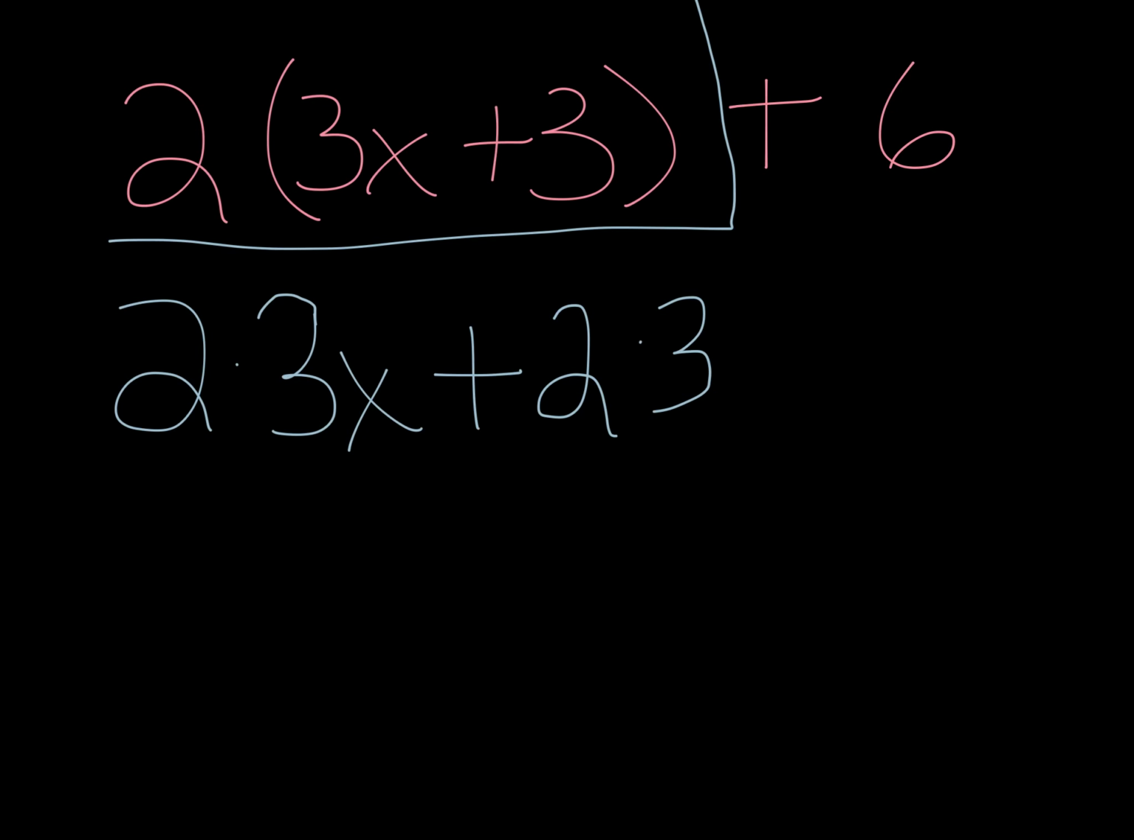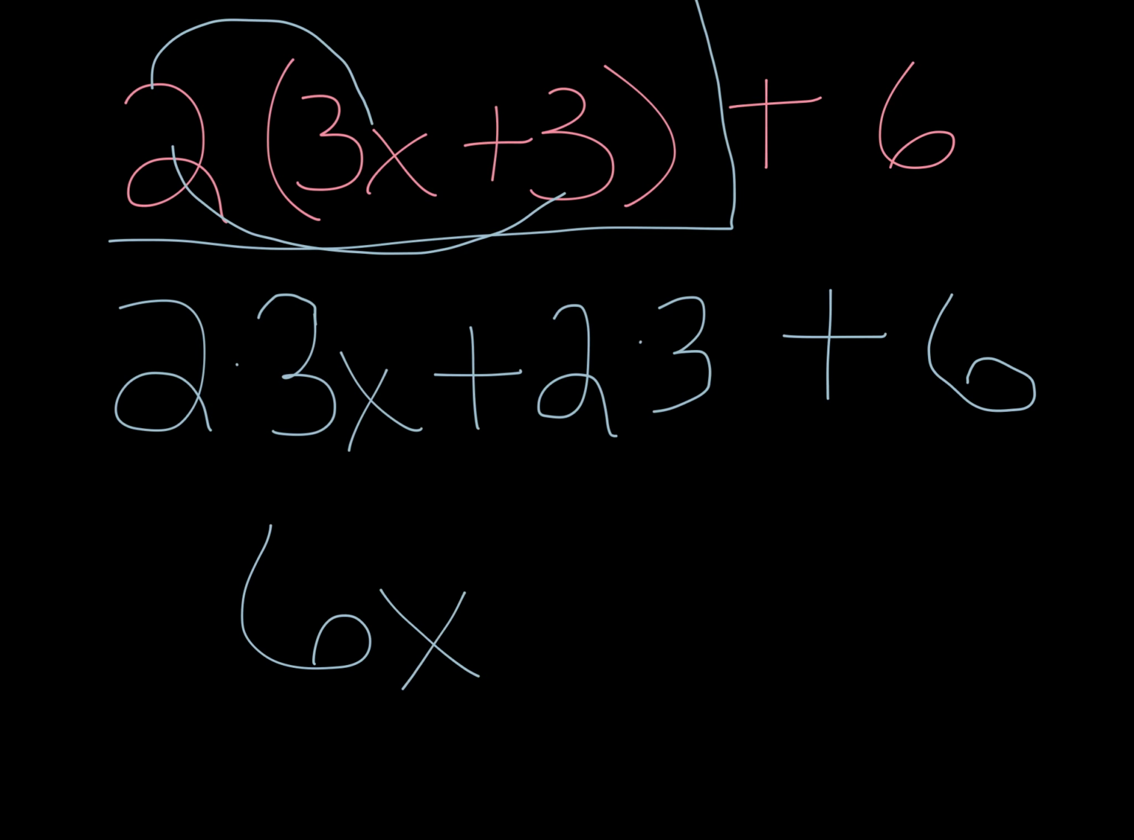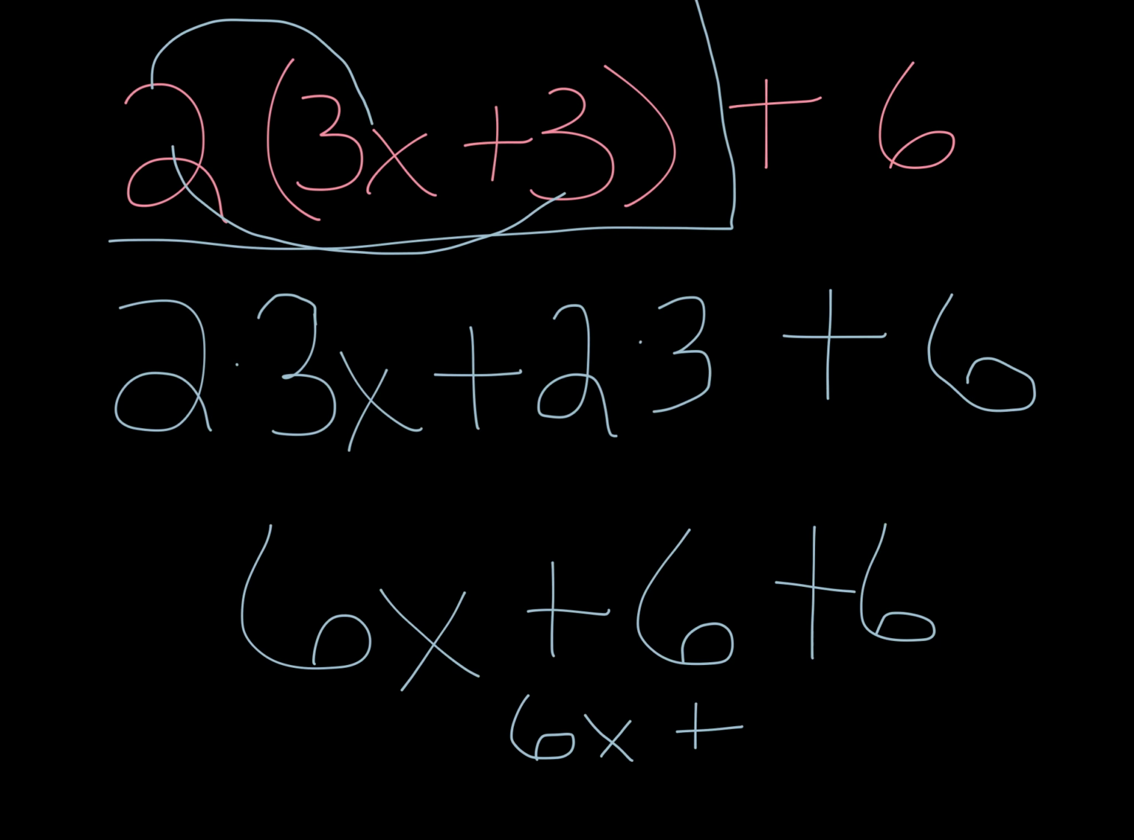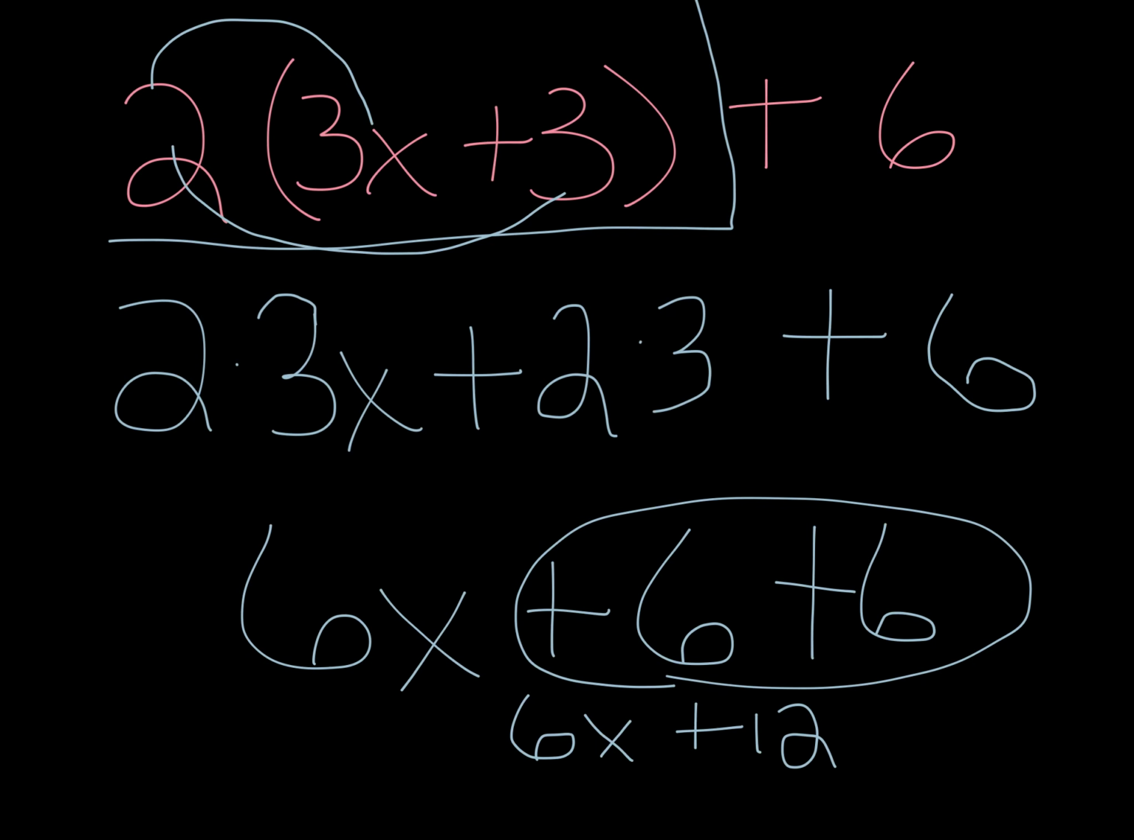All right, so you should have started here. 2 times 3x, and then 2 times 3. And then I'm going to write this plus 6 out here at the end because we have to use it. So 2 times 3x gives you 6x, plus 2 times 3 gives me 6, plus 6. So that gives me 6x plus, we have 6 plus 6 gives me 12. So my final answer, 6x plus 12. So if you got that, nice job.